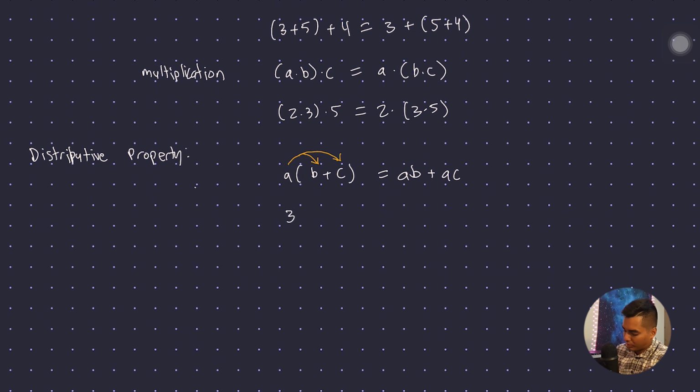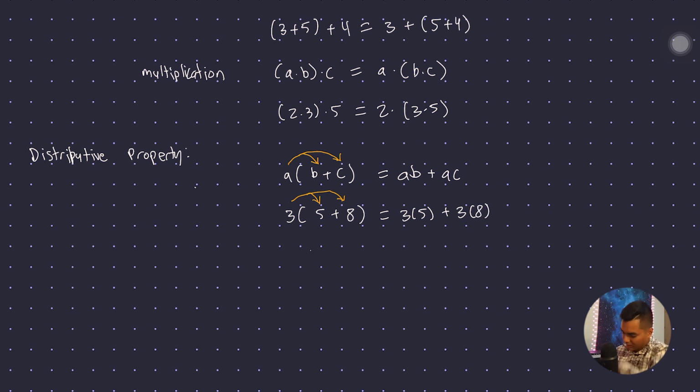So let's do one quick example here. If we have the number 3 times (5 plus 8). Okay, so one way of doing that is through the distributive property here. So that's going to be 3 times 5 plus 3 times 8. So let's write that out here. So that's 3 times 5, which is going to be 15, plus 3 times 8 here.